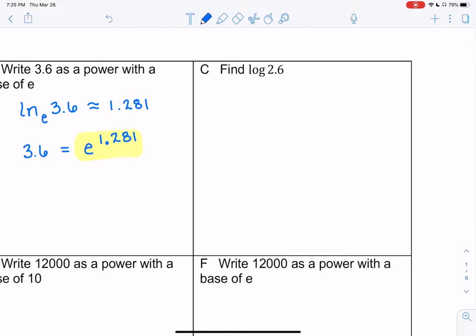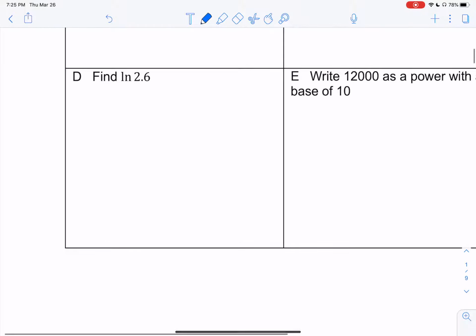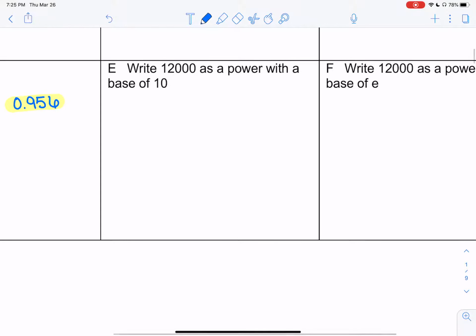Here's a nice easy one for question C, find log 2.6. Type it in your calculator, and you should get a decimal similar to 0.415. That's my solution on that one. D is just practicing that you know how to use your natural log key on your calculator. Type in natural log 2.6 and see if you get a decimal similar to 0.956. If I'm going too fast, you can always pause, try this out on your calculator, and come back.